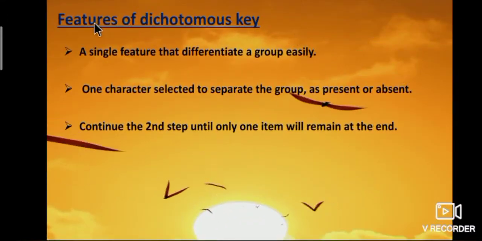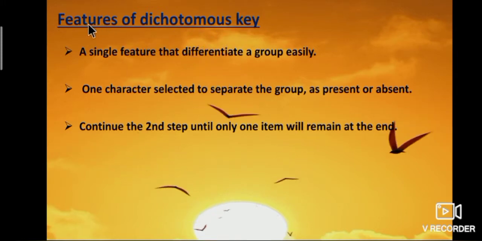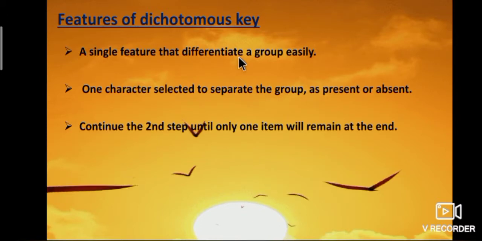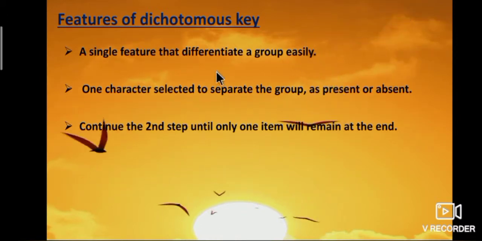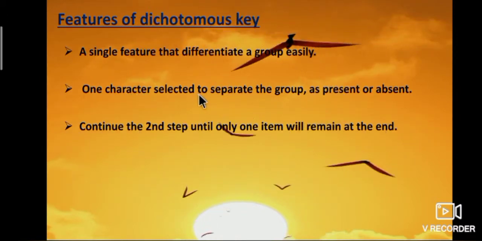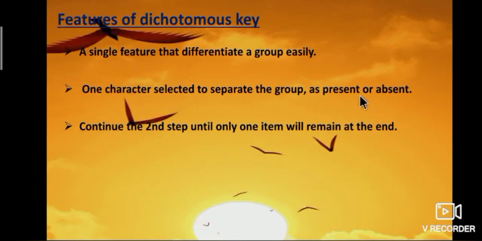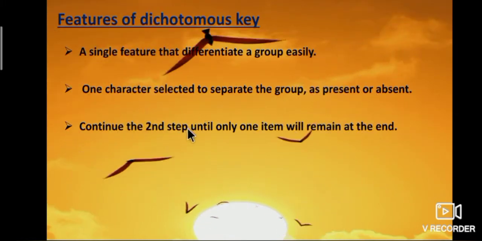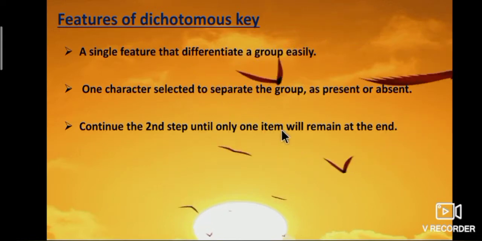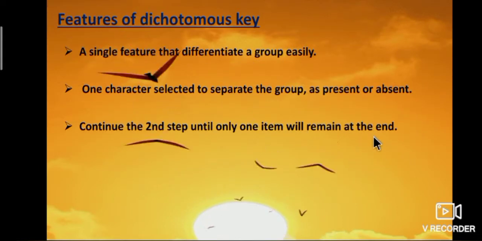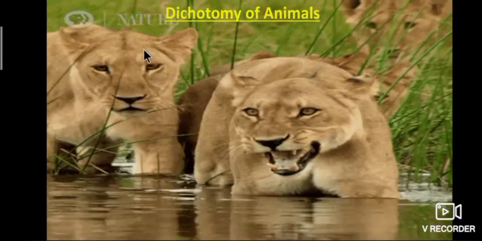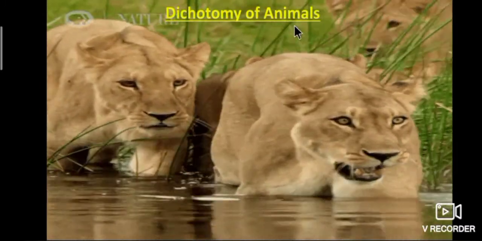In the last class, we discussed the features of a dichotomous key. A single feature that differentiates a group easily. One character is selected to separate the group as present or absent. Continue the second step until only one item remains at the end. After that, we discussed dichotomy of animals.